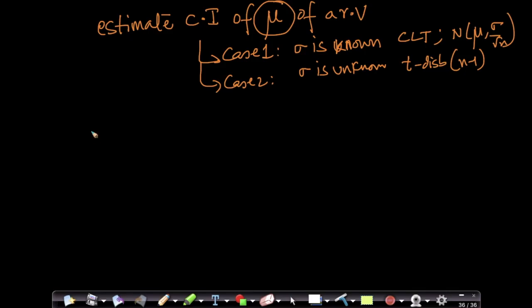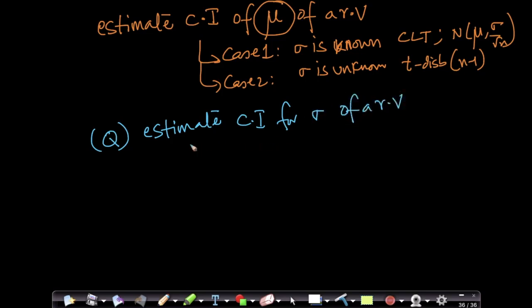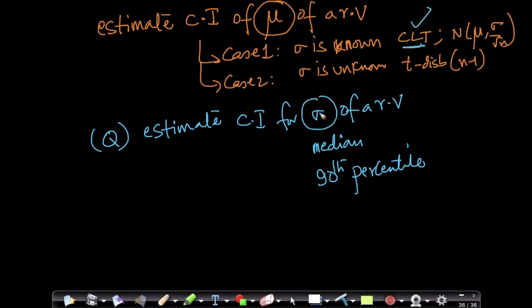Now, the big question that I always had when I was learning this as an undergraduate and graduate student was, how do I estimate the confidence interval for sigma of a random variable? Or for the median of a random variable? Or the 90th percentile value? Because for the mean, the central limit theorem works very beautifully, but it doesn't work as easily for sigma, or similarly for the median or 90th percentile.